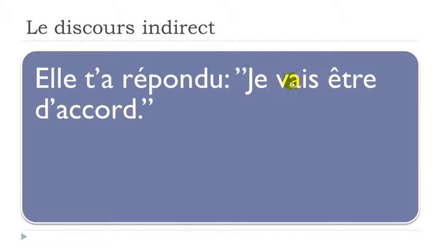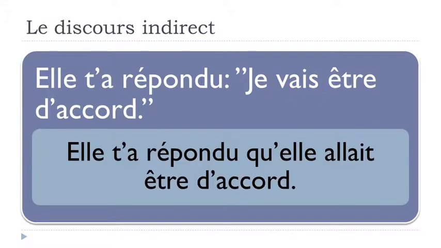Je vais, I am going to be, okay, je vais être, we want to make the liaison, je vais être. So I am going to be, and in that case, as I said, it's the present form. If you want to transpose that to the discours indirect, as we saw, this first part doesn't change, but this second part here, so elle allait être d'accord, that's the only thing that will change. So you will have to put your verb aller here, and it will be at the imparfait. Elle allait être d'accord. Elle t'a répondu qu'elle allait être d'accord.